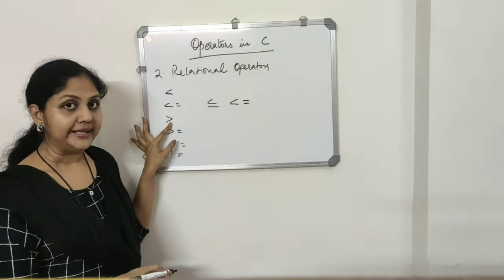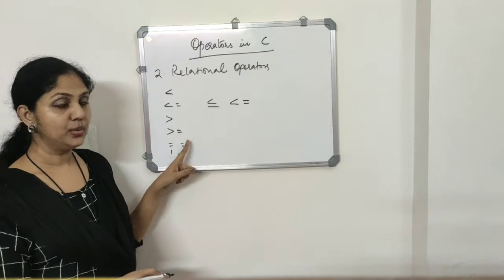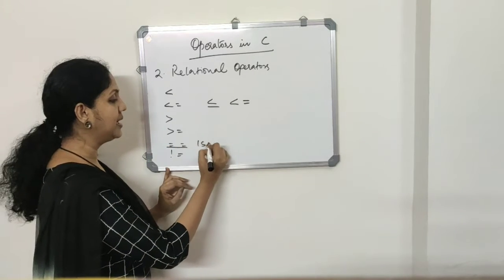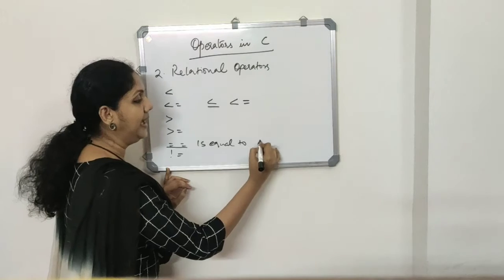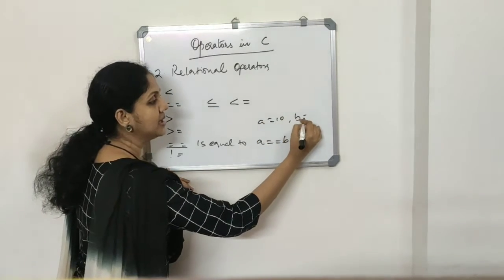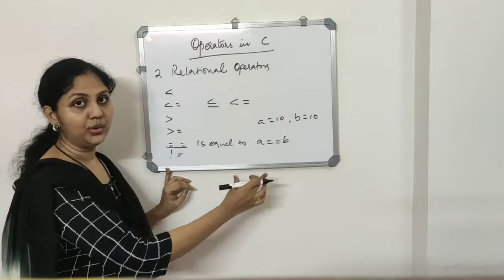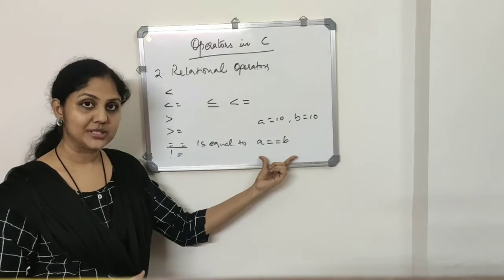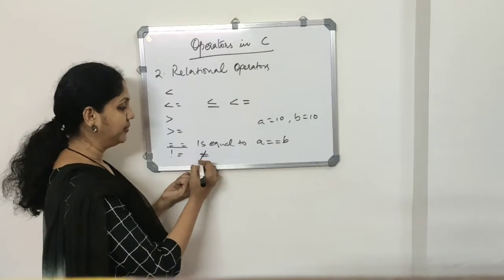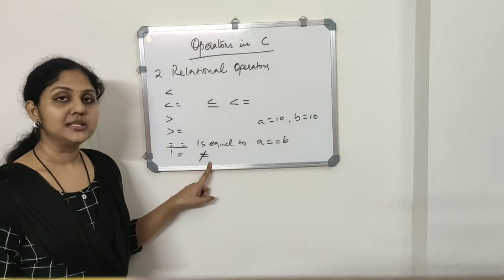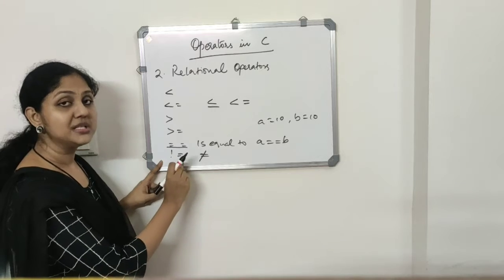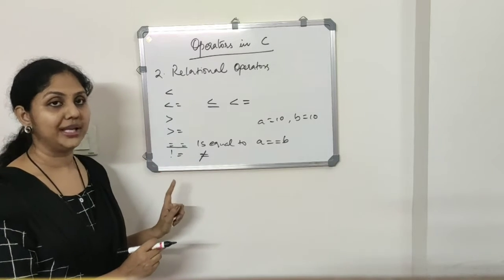Then comes greater than or equal to, and is equal to. So double equal to means both are equal. A equal to B means both the values are the same. It is checking if both the values are the same. And the last one is not equal to. In mathematics we write it like this, but in programming we give an exclamation mark and then equal to. That means not equal to. This is the symbol for not equal to.